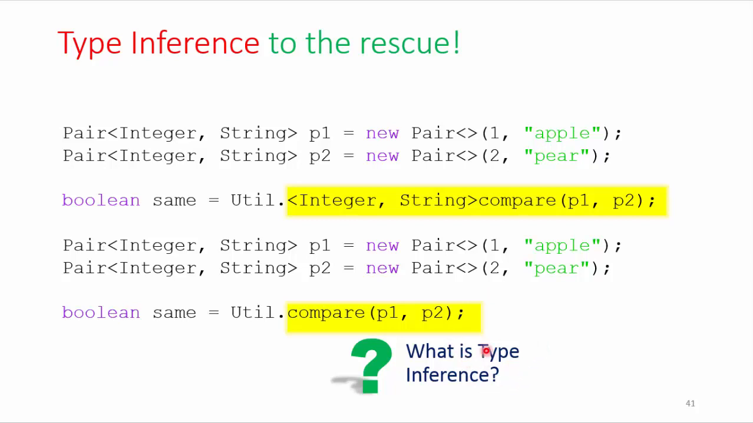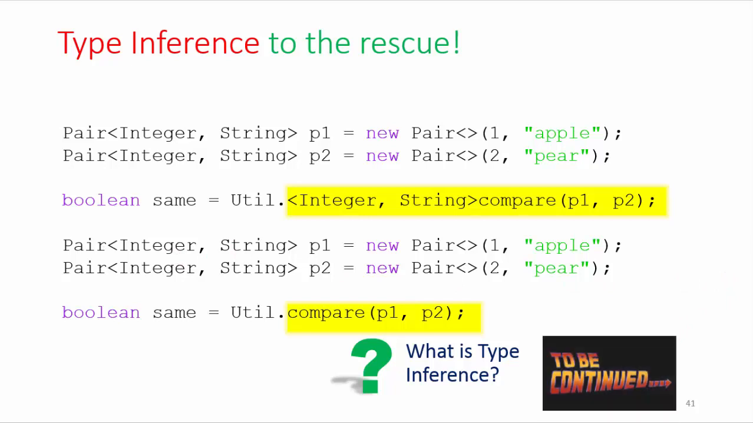But pretty much type inference is, as I already mentioned, the ability of the Java compiler to figure out that in this specific statement, the last statement of the slide, boolean same = Util.compare(p1, p2), the data types that are passed as parameters can be inferred based on what p1 and p2 are referring to. We know that p1 and p2 refer to objects of class Pair of Integer, String. We know that compare is going to take two type parameters. So there we go, this is how we make the inference. The two type parameters are going to be Integer and String.